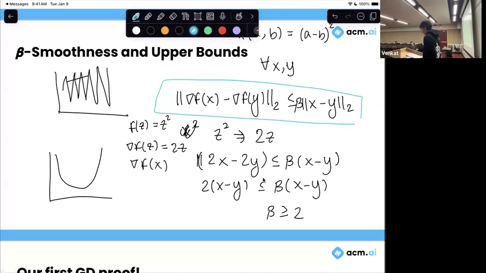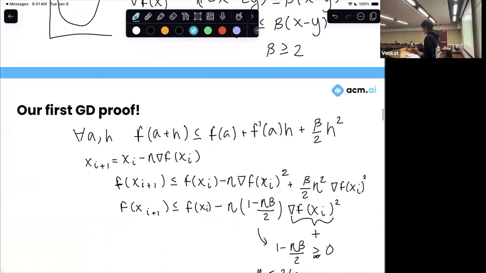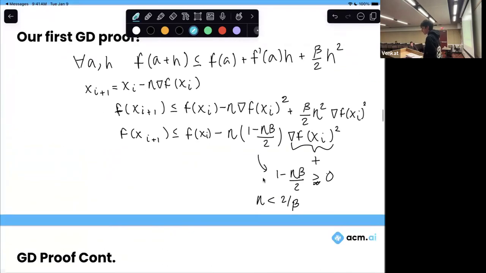But this is beta smoothness. The only reason we care about beta smoothness is so that we have the first gradient descent proof saying that we'll always make progress, because we'll actually end up using that. Can you think of cases where a function is convex but it's not beta smooth? Big draw. Let me think.